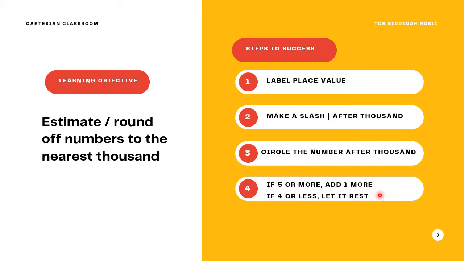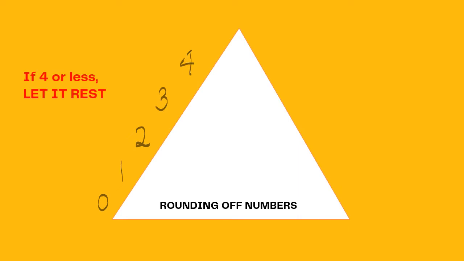And I'm pretty sure most of you remember this. If 5 or more, add 1 more. If 4 or less, let it rest. So in the next slide, I'm going to help you recall and recap our number triangle, which we have learned last year. So here's our triangle for rounding off numbers. The numbers on the left side are, if you can remember, 0, 1, 2, 3, and 4. So that's when, if 4 or less, we're going to let it rest, which means we're not doing anything to the number.